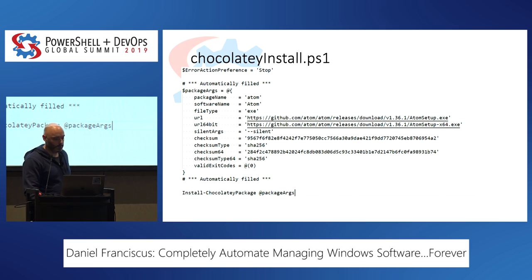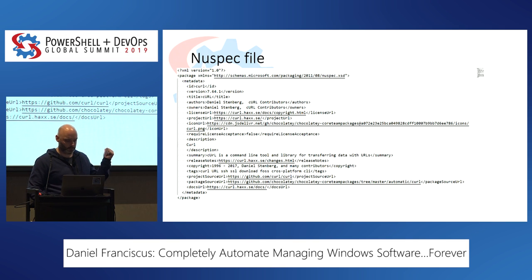So if you look at this, this is a very simple Chocolatey install script. You could see it's really just a hash table. It's taking the URL for its package, looking to GitHub for that. It uses a silent argument for that. It has a checksum, which it checks to make sure it's the right installer. And it calls install Chocolatey package at the end. A nuspec file, this is for curl. I deleted some of the description because it was too long. But you could see a version, title, license URL, summary, all the things that you would want to understand what you're actually installing.